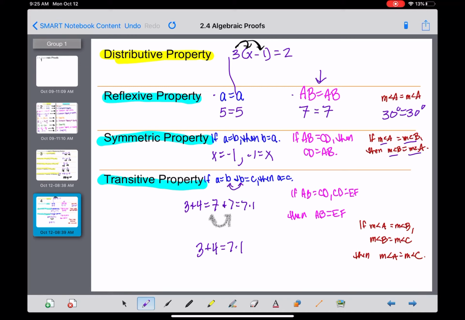If AB is equal to CD and segment CD is equal to EF, well, they're both equal to CD. So if they're the same as CD, then that means they're the same as each other. Same holds true with angles. If the measure of angle A is equal to the measure of angle B, and the measure of angle B is equal to the measure of angle C, well, they're both equal to the measure of angle B, therefore they are equal to each other.